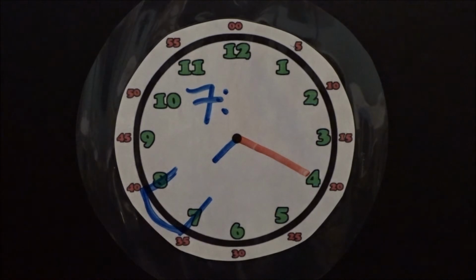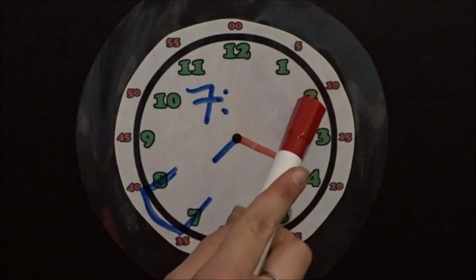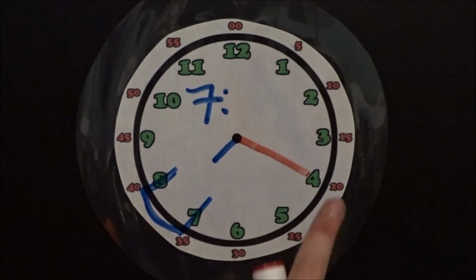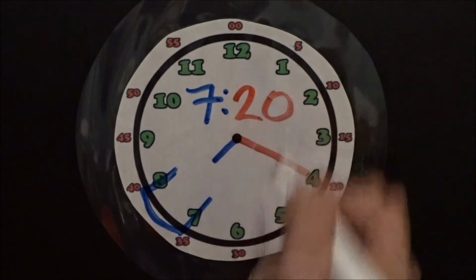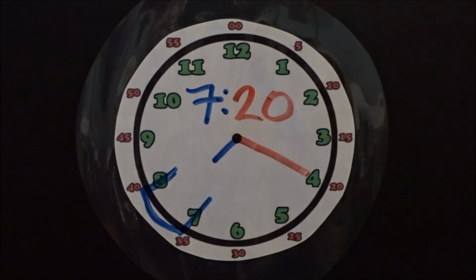And our minute, let's count here. 5, 10, 15, 20. So then it's 7:20. And again, that could mean in the morning or in the afternoon. So if it was in the morning, you'd write AM. If it was in the afternoon, you'd write PM.